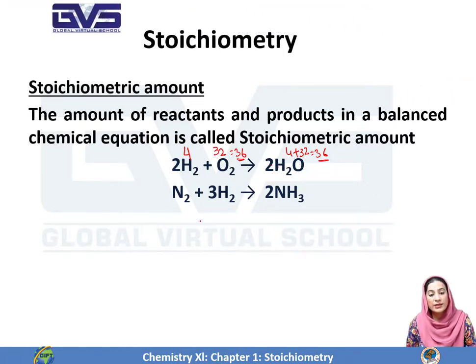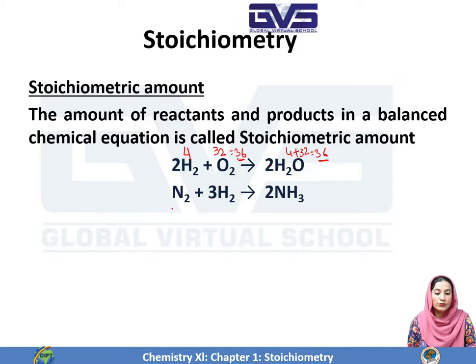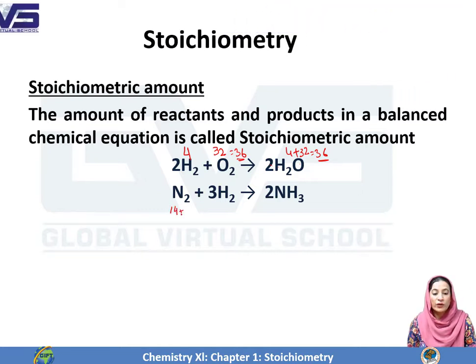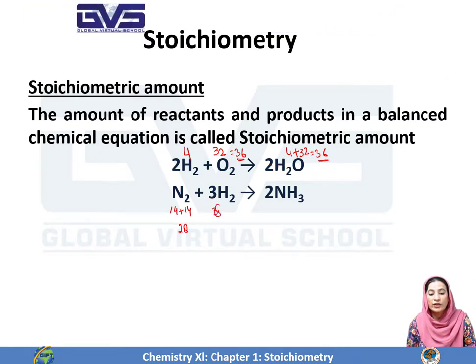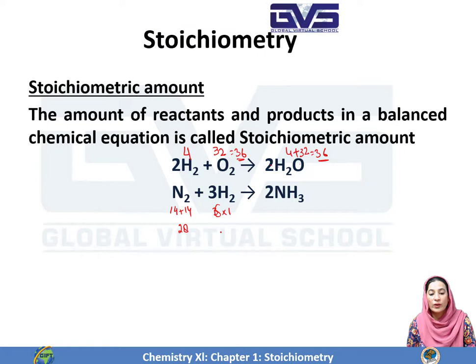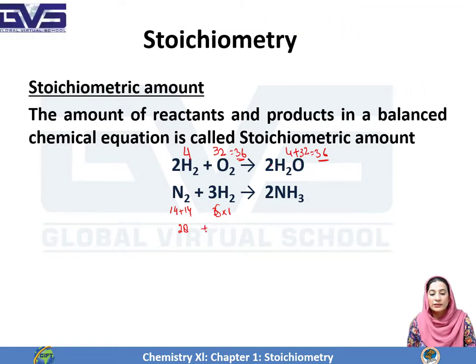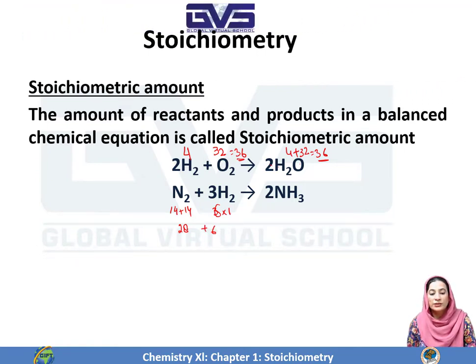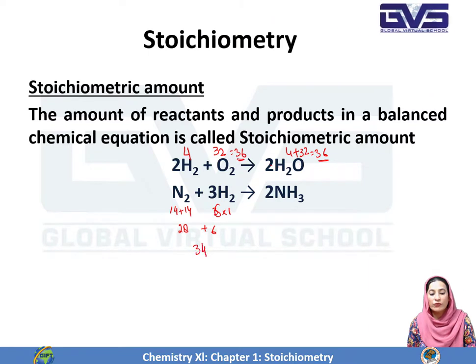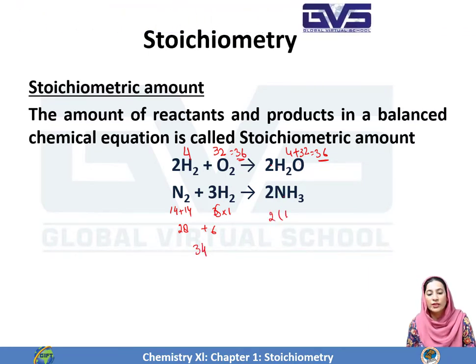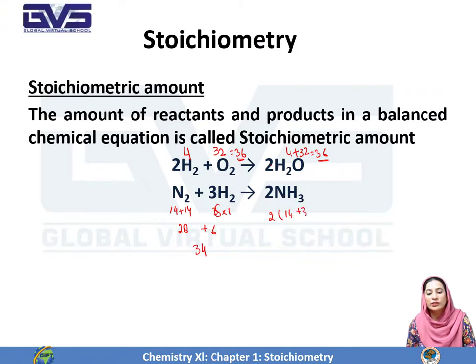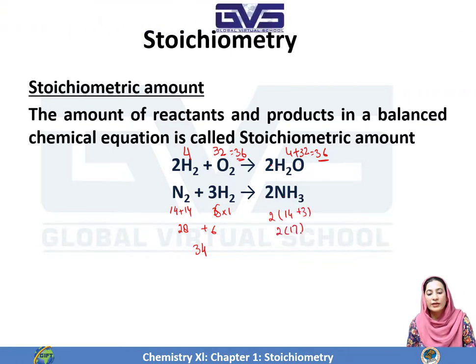Similarly, in the next example, the nitrogen atomic mass is 14. 14 plus 14 gives you 28. And there are 6 hydrogen in total, and 1 hydrogen has mass 1, so 6 plus 28 gives you 34. And in the product, nitrogen is 14 and 3 hydrogen gives you 17, and 17 multiplied by 2 gives you 34.